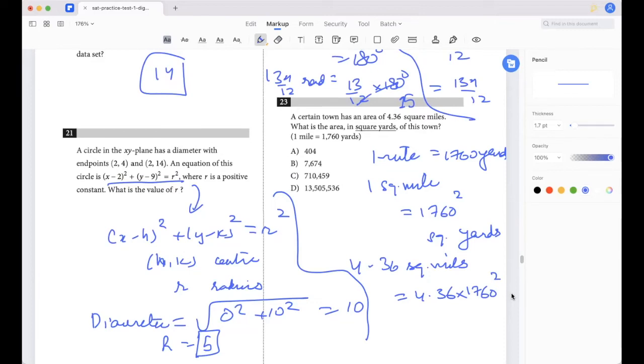So that's 13505,536. 13505,536, option D.